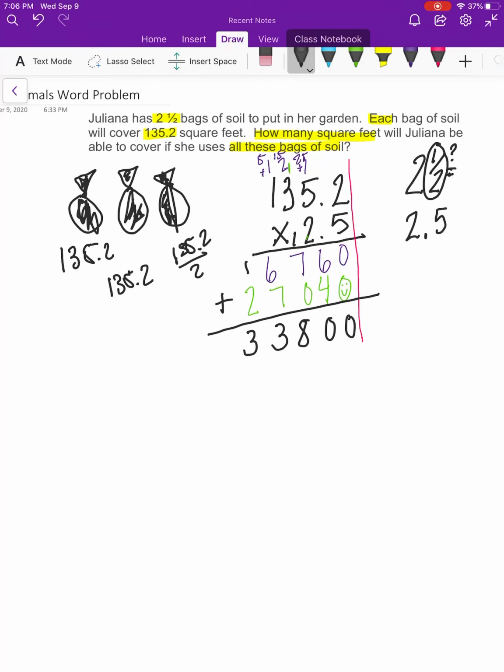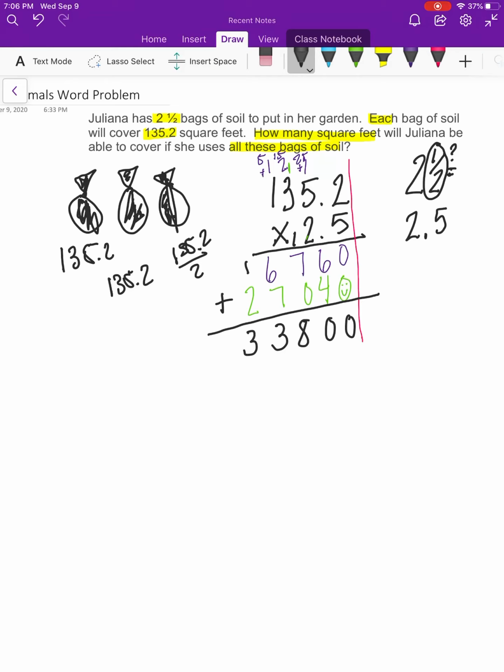All right, so I have 33,800, but obviously I'm not covering 33,800 square feet. If you even just look at our visual, it looks like maybe 300 at the most, 300, a little more.